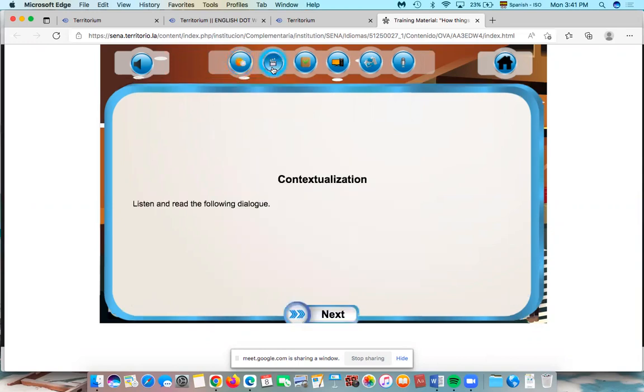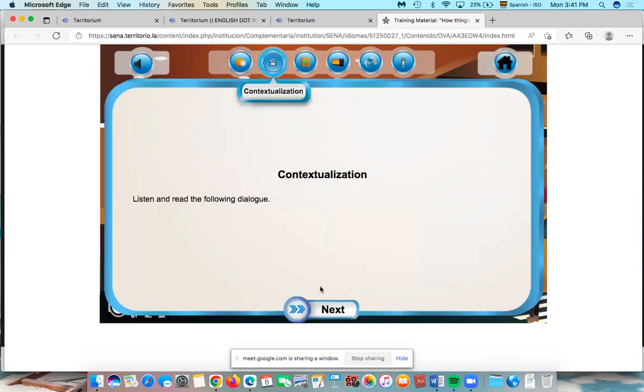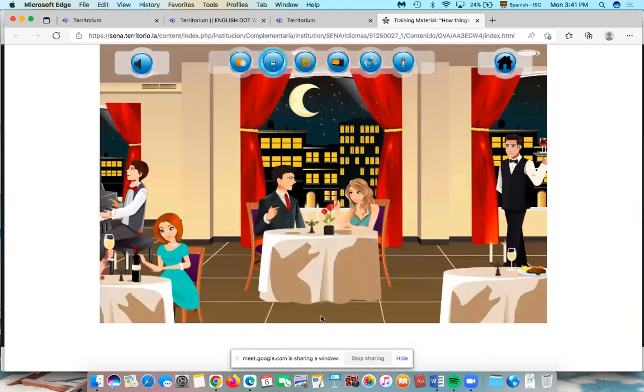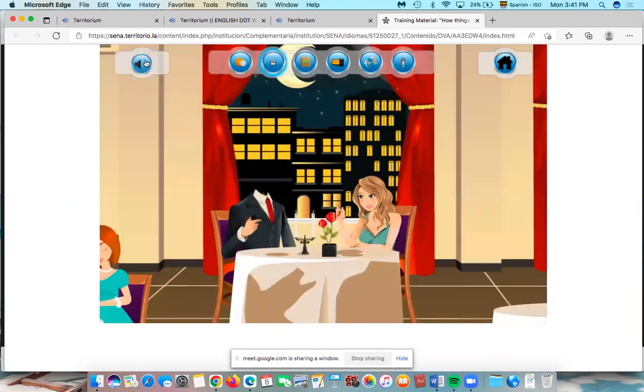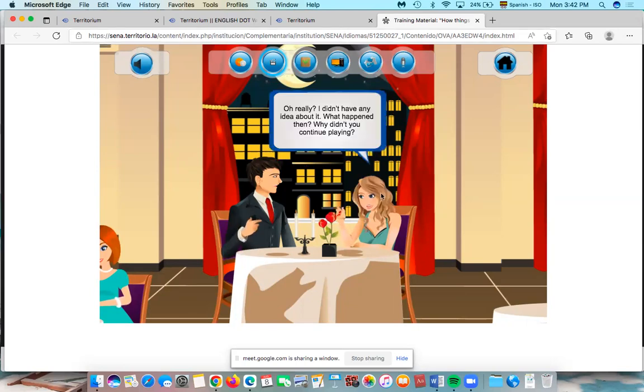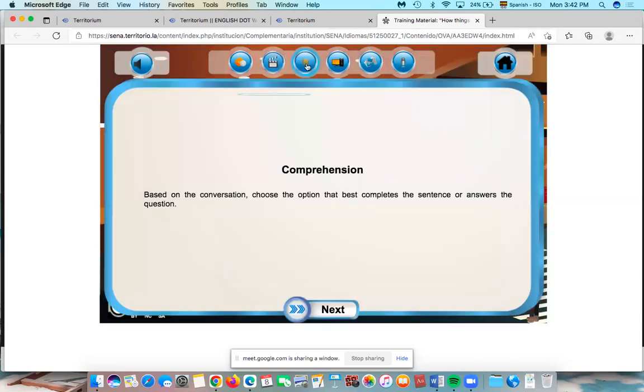Then we have the contextualization, right? That is a dialogue, and you can listen to two people talking here, yes. So this is amazing. They are going to share probably their experiences and speak about habits they had and now they don't have, right? And then you are going to be able to answer some questions about this conversation, yeah?